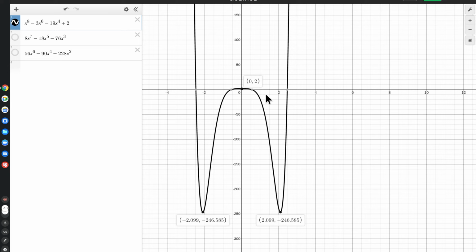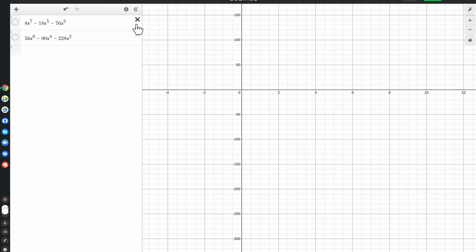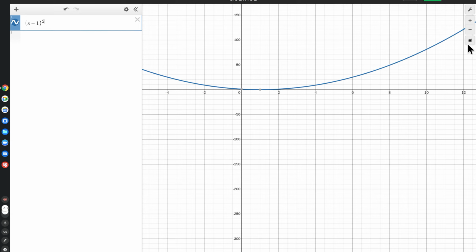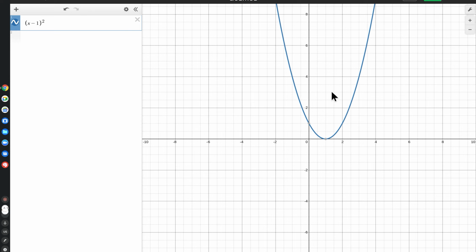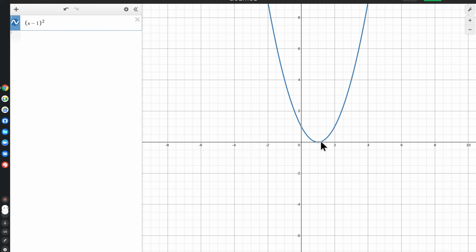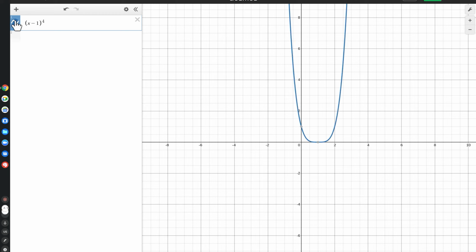Okay, so now you've seen some complicated versions. Let's do this with something rather simple. We're just going to do x minus 1 squared. And now you're saying, clearly, it must be at this point, 1, 0. But now because the numbers are a lot smaller, we can do algebra with this. Let's actually make this to the power of 4. And this is our x to the power of 4 function. It just looks a little bit scrunched.